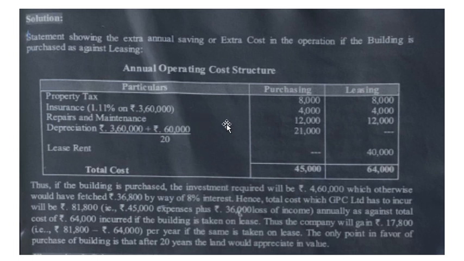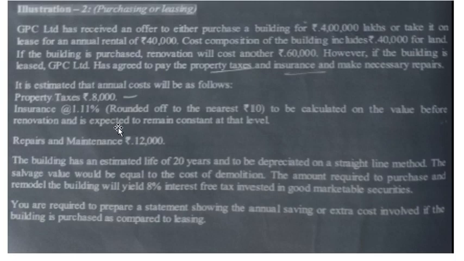Then repairs and maintenance will be paid whether you are purchasing or leasing, because it is mentioned in the agreement which is to be taken while taking the property on lease. So repairs and maintenance is 12,000 for both purchasing as well as leasing. The next expense in the question, after repairs and maintenance, is depreciation, and they have given 20 years. So you will calculate the depreciation.